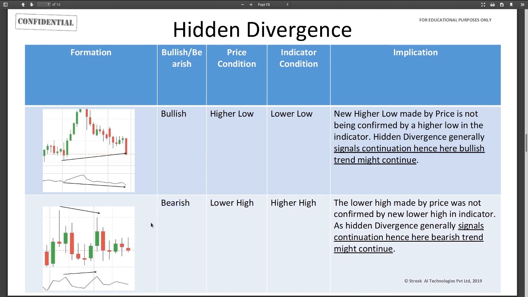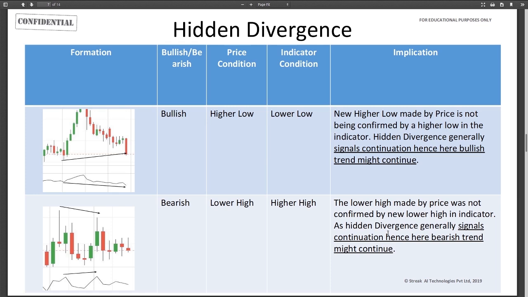the price has formed a lower high. What that means is the new high is lower than the previous high, okay, and the indicator has formed a higher high, which basically means the new high of the indicator is higher than the previous high. This basically signals that the bearish trend might continue. So bearish hidden divergence signals a continuation of the bearish trend in this scenario.